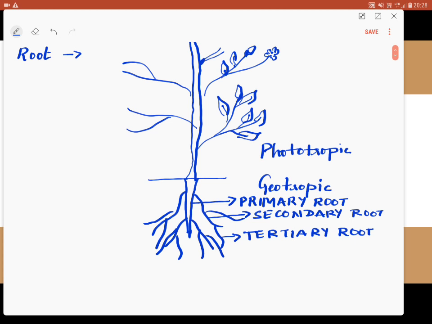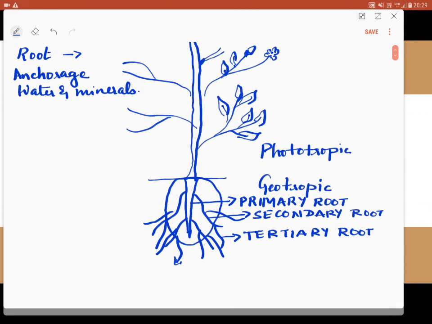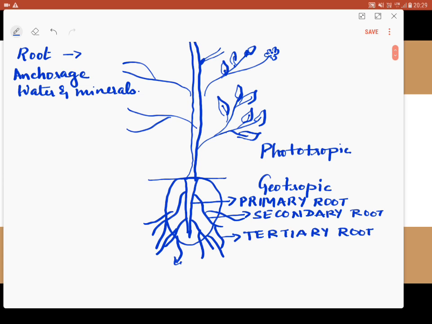We see that root first of all helps in anchorage. You can see this region, it is helping in anchorage. Along with anchorage, the root tips are going to absorb water and minerals for the proper functioning of the whole plant. This water is conducted through the stem into the branches and into the leaf. Finally, leaves lose water through the process called transpiration.